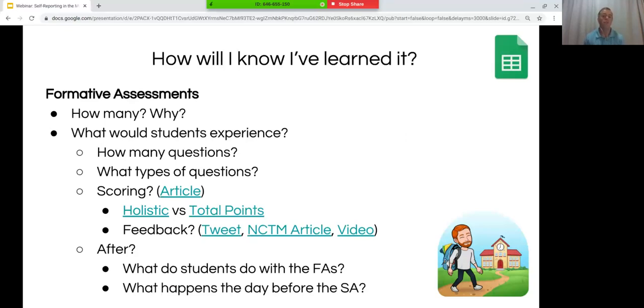And then, okay, so now I have this quiz. I give it back to the kids. What are they doing with it after I give it back to them? Are they looking for their grade? Are they diving through the questions? Are they reflecting upon their formative assessments? You give kids time to reflect and talk about, hey, I didn't get this because of... And that last bullet there is what happens the day before the summative assessment.